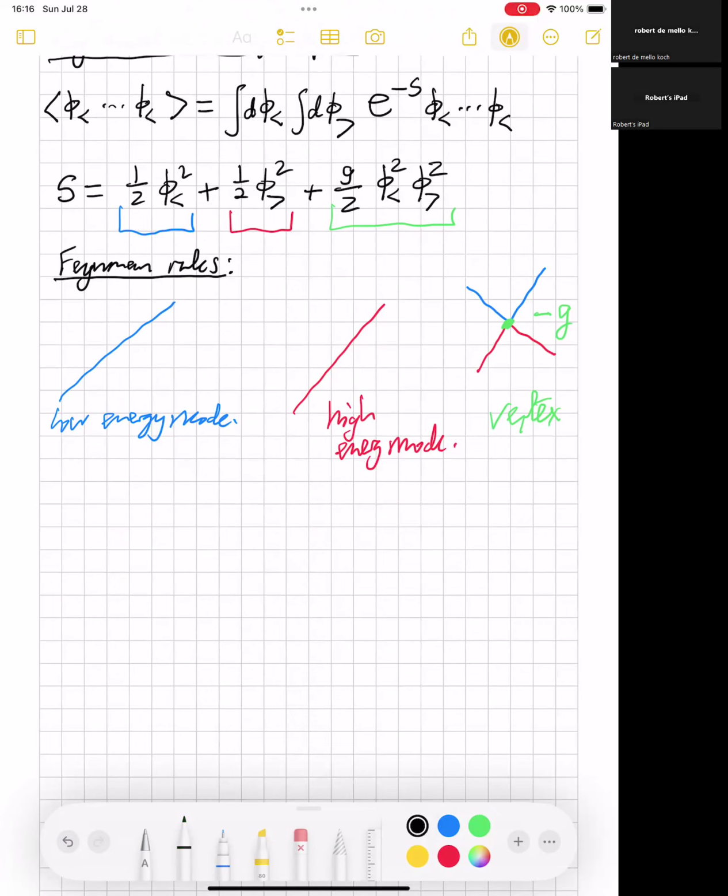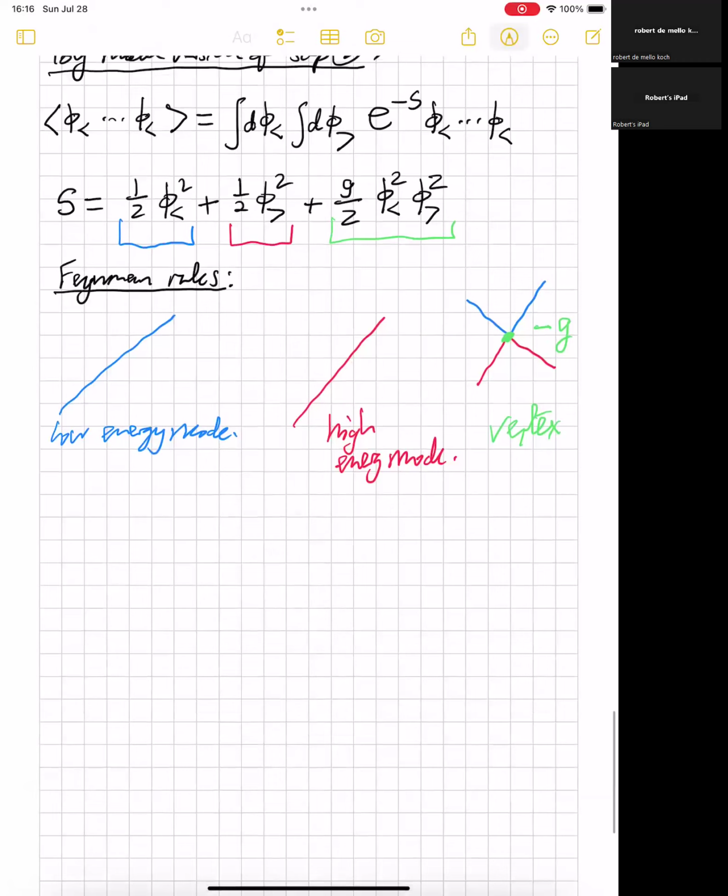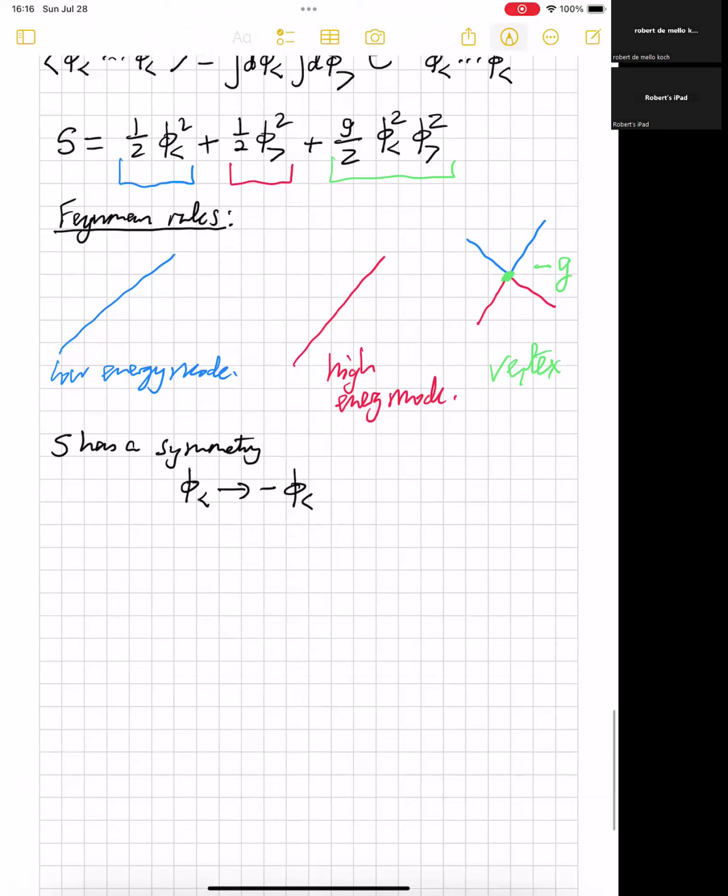There is an observation that I want to make about this action. If you look at the action, S has a symmetry, and the symmetry that it has is you can change the low energy field into minus the low energy field, and the action doesn't change. Of course, that symmetry is also there for the high energy mode, but I'm specifically pointing it out for the low energy mode because that will have some implications for the theory that we obtain after we've integrated out the high energy mode. Good. So that's the symmetry that S has.